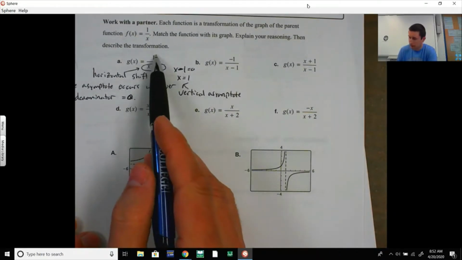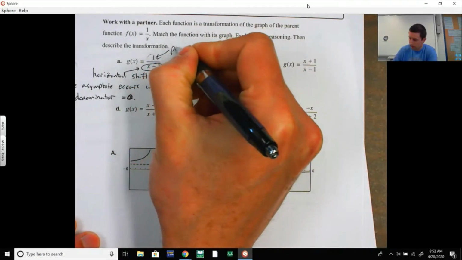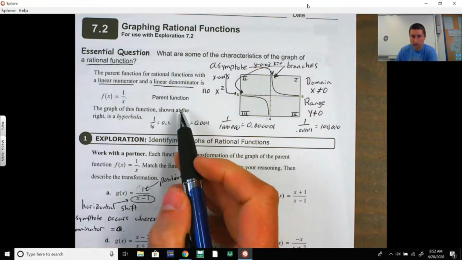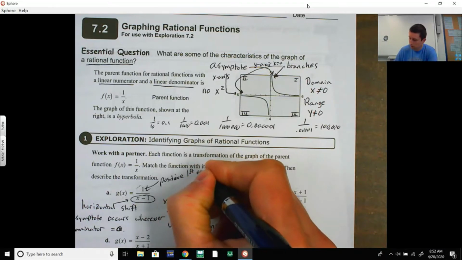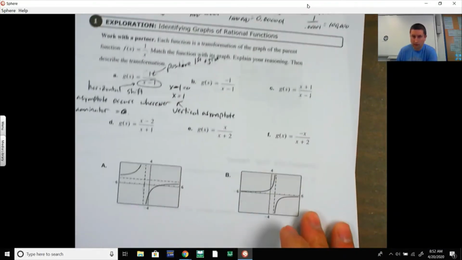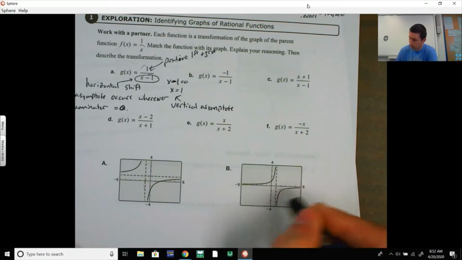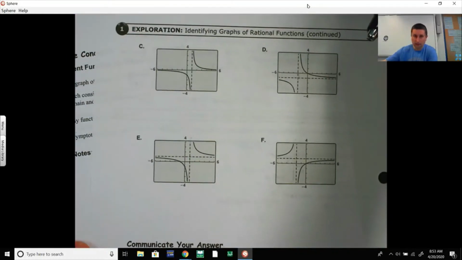Now notice this is positive. So when this is positive, it's going to match our parent function and have graphs in the first and third quadrant. So that takes out option B. Our graph should be in the first and third quadrants, not in that direction. So it can't be B. We have C and we have E.